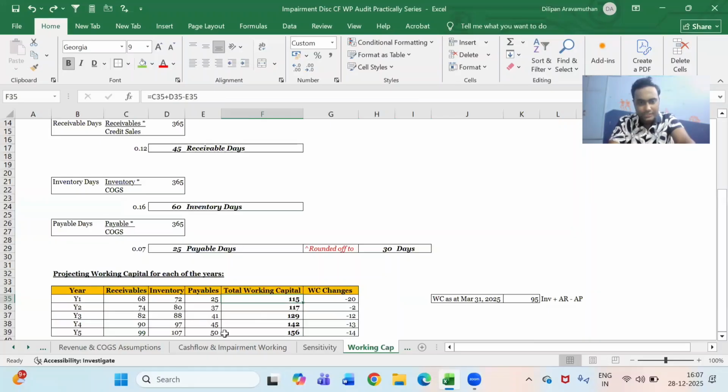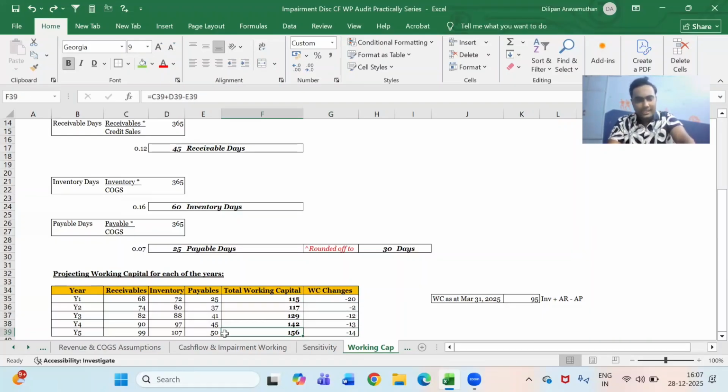So if you see here, in year 1, it's 115, but on March 31, 2025, it's 95. So there is an increase of 20, which is a negative sign. Again, in year 2, there's an increase of 2, negative. Year 3, there's an increase of 12, which is negative. Year 4, there's an increase of 13, which is negative. Year 5, there's an increase of 14, which is negative, which is what you've taken here, guys. I hope that is very clear.